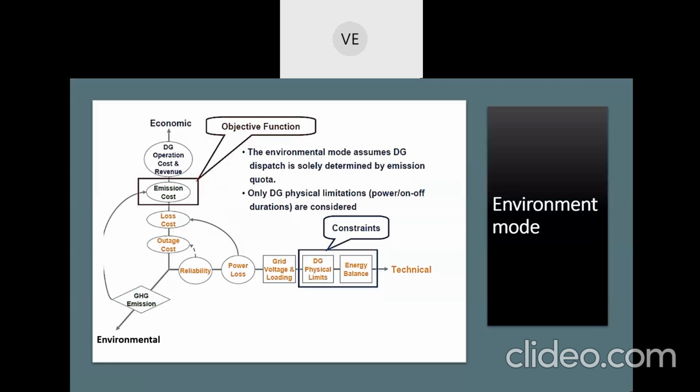Now, in environmental mode, the loss cost has shifted to emission cost. This particular operator is completely concentrating on emission cost. So he is giving more importance to renewable energy sources. He is giving more importance to EVs and V2G activities. And in constraints, he is not that stringent about the grid voltage and loading constraints. Rather, he is looking at DG physical limits and energy balance at a medium level. At a moderate level only, he is looking at these constraints. So these things are also important while going for V2G activities.